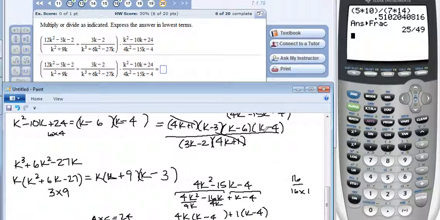So anyway, that's 7.1. So we'll get together again for 7.2 and see what's left in there. And I'm pretty sure it's adding and subtracting. And we will be done then. All right. So I'll see you for 7.2.